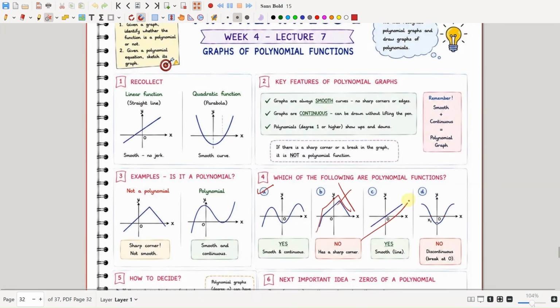This is a smooth line, so it is a polynomial function. This becomes discontinuous at this point, right? So, this is not a polynomial function. See, at 0, it is becoming disconnected. Therefore, it is not a polynomial. It should be smooth and without a break. It should not have any sharp edges or breaks.